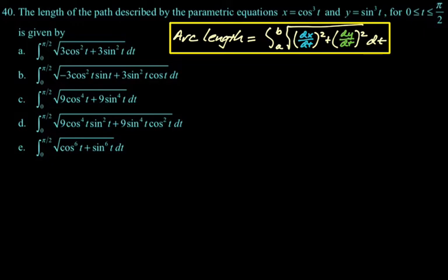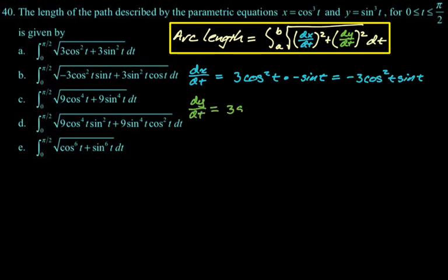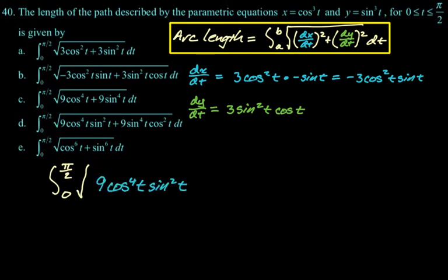So I need dx dt and I need dy dt. Both of them involve the chain rule. One of them is better. 3 cosine squared, the derivative of cosine is negative sine. So this I'm going to kind of rewrite a little bit. Dy dt is going to be 3 sine squared, the derivative of sine is cosine. So this one we don't need to rewrite, which is why I think it's better, but whatever. Now we're just going to plug in, and we've got to square them, so I'm not going to make you watch that. When I square these, I get 9 cosine to the 4th sine squared plus, when I square the second one, I get 9 sine to the 4th cosine squared.